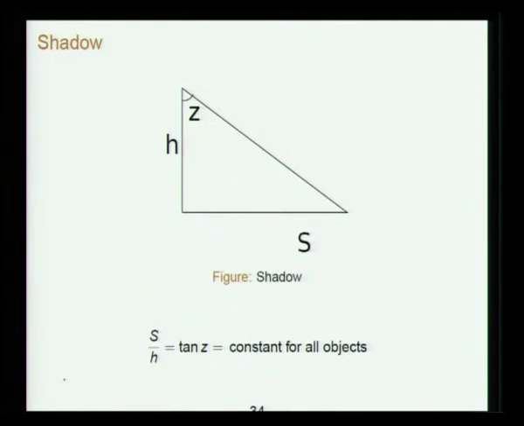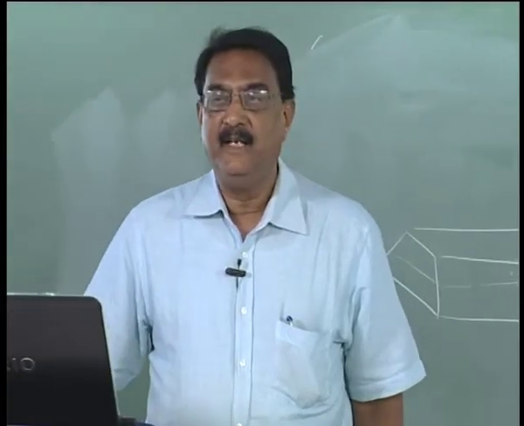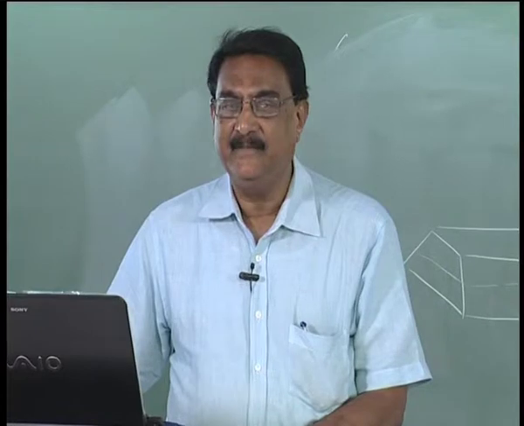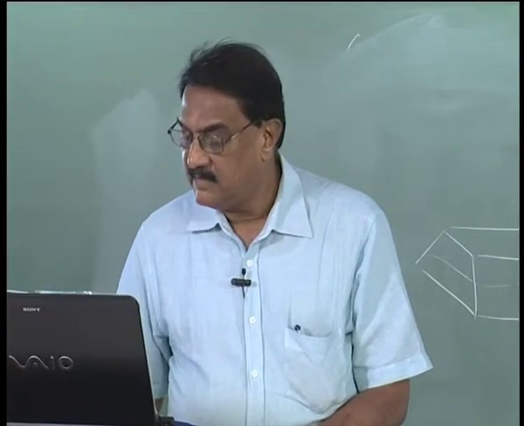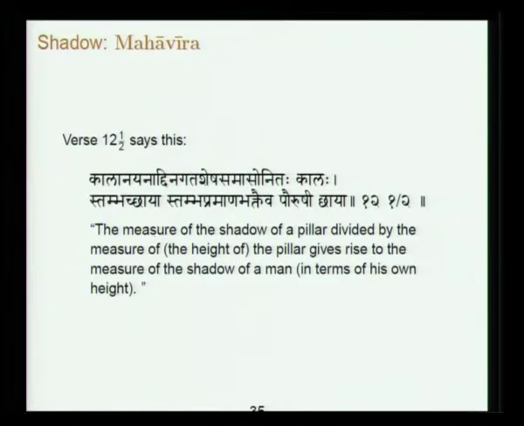Then he will note from this that the shadow divided by height is constant for all objects. Naturally, because this depends only on the ratio, it depends only on the angle at which the sun's rays are hitting, right. So it is constant for all objects. Normally it is written in terms of the measure of the shadow of a man.